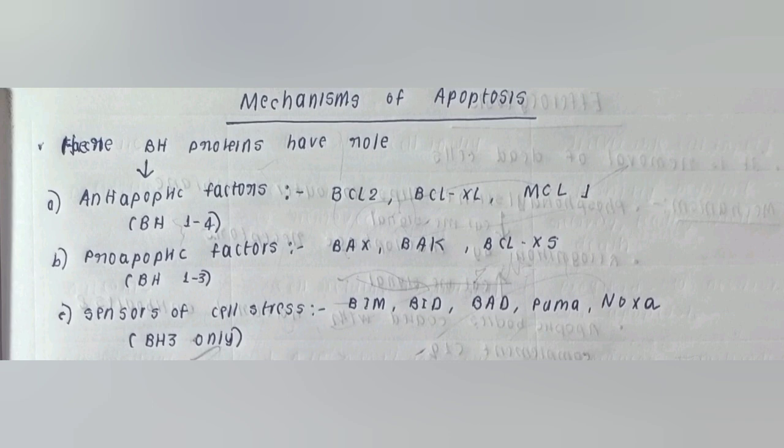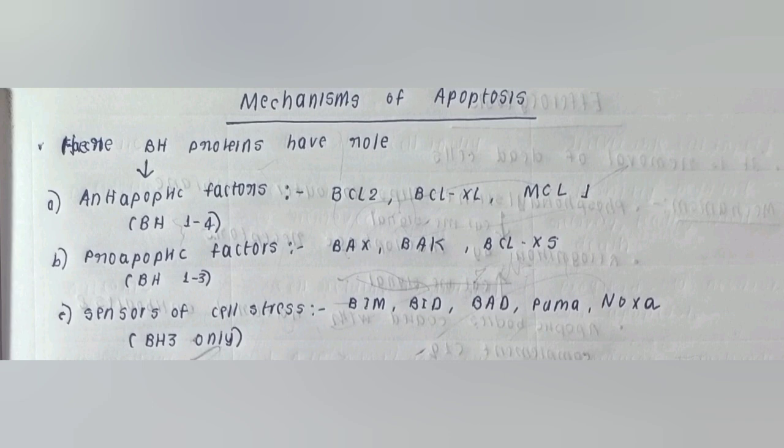So before going directly to the mechanism, you need to have knowledge of a few proteins. The proteins that are involved in apoptosis are known as BH proteins. Under BH proteins, there are a few types: anti-apoptotic factors, which, as the name itself suggests, oppose apoptosis, whereas there are also pro-apoptotic factors which promote apoptosis.